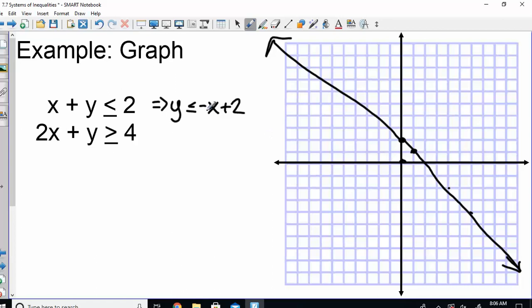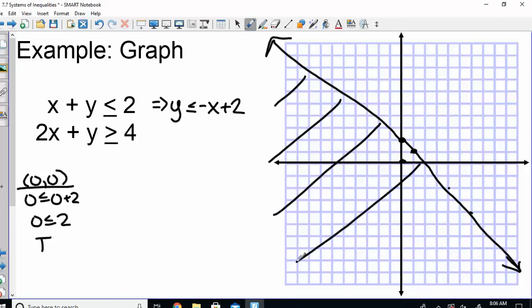unless it fell on the line itself. So if I plug a 0, 0 in, you get 0 is less than or equal to 0 plus 2. So is 0 less than or equal to 2? Yes, that was true. So 0, 0 worked. That meant we were shading everything below this line. Now this isn't my final answer, so I would just lightly shade that in.